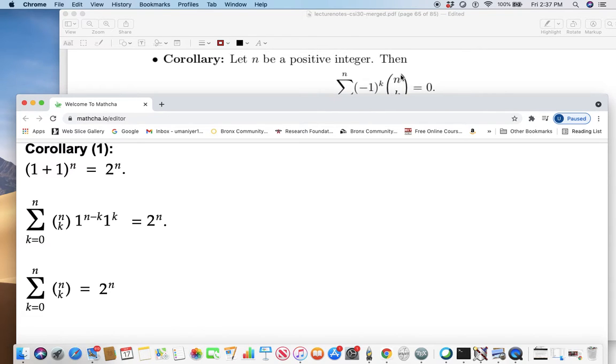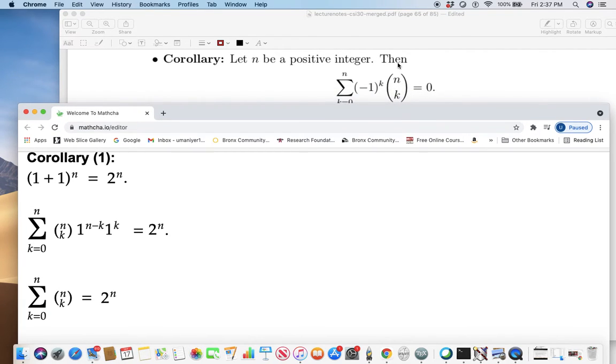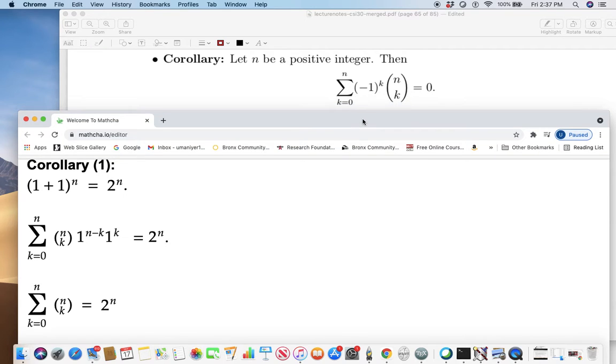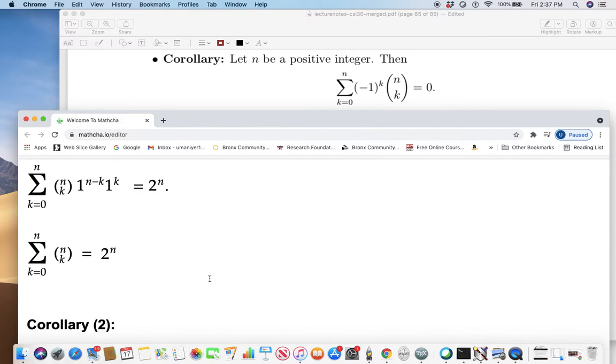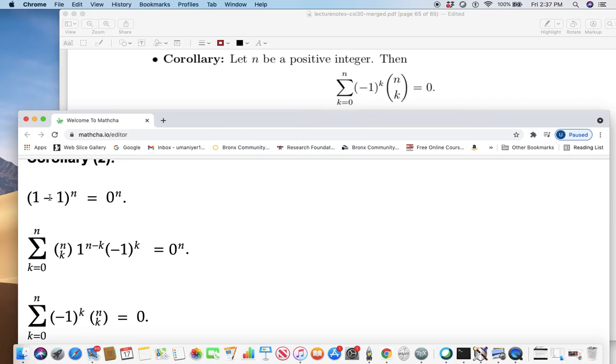Next corollary. Let n be a positive integer, then the summation k going from 0 to n of (-1)^k n choose k is 0. Well, how do I get negative 1? If I copy this, instead of plus, I need minus. (1 - 1)^n. Well, 1 minus 1 is 0, so it's 0^n. 0^n is nothing but 0, and that's where you get the 0 from.